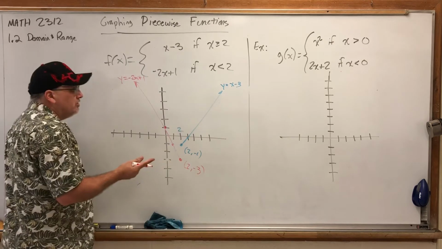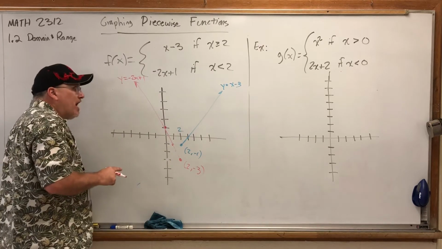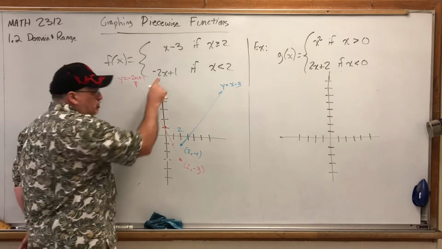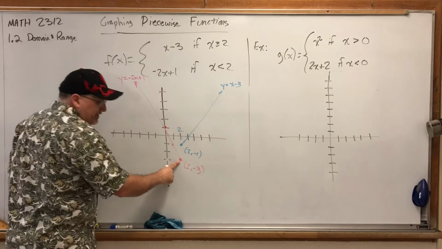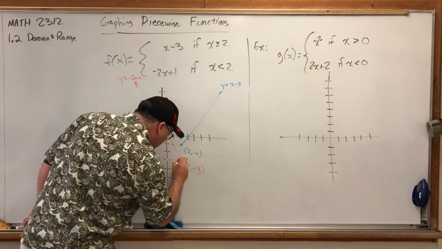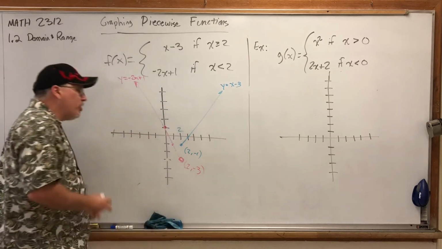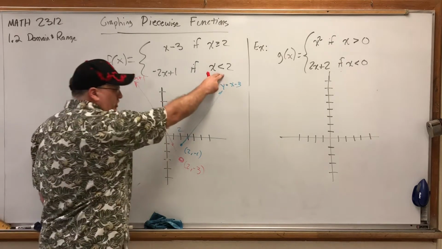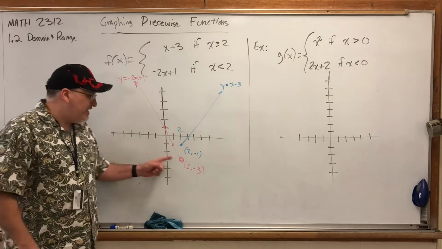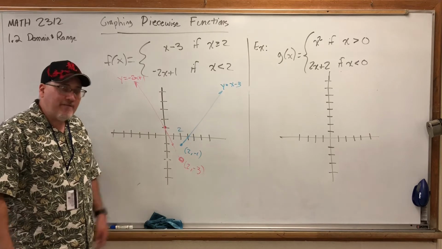But that's not actually part of the red graph, because I don't actually get to put 2 in here when x equals 2. So I need to remove this point, and to remove it, I just replace it with an empty circle. It was important to put 2 into the bottom function, even though the bottom function's domain doesn't include 2, because we needed to find the boundary point for the left half of the graph.